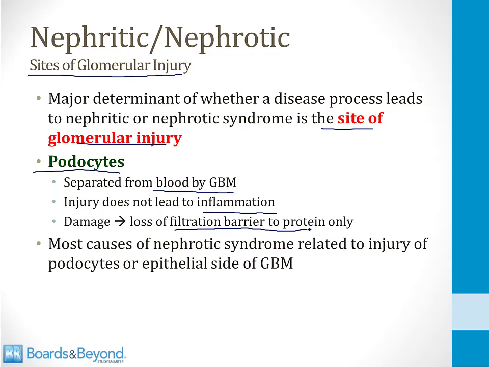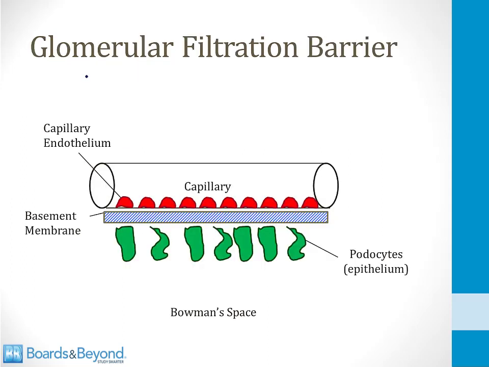You need glomerular inflammation to develop the nephritic syndrome, and that does not occur when you have podocyte damage. So as we will see in this video, most causes of nephrotic syndrome are related to injury of the podocytes or injury to the epithelial side of the glomerular basement membrane. The endothelial cells generally are not involved. Here's a picture to emphasize this point because it's very important.